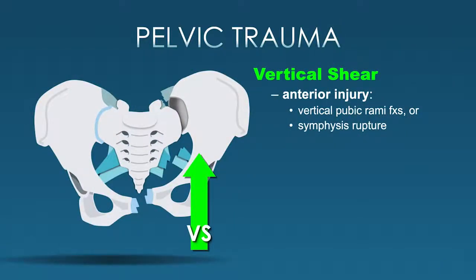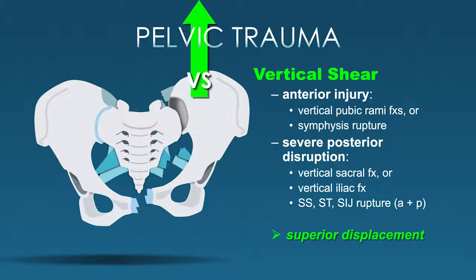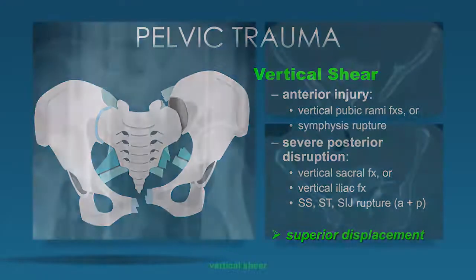So anteriorly, we can see rami fractures or disruption of the pubic symphysis. And posteriorly, we have gone through the pelvic floor ligaments, sacrospinous, sacrotuberous ligaments, as well as the sacroiliac joint ligaments, both anteriorly and posteriorly, causing superior displacement and gross instability.